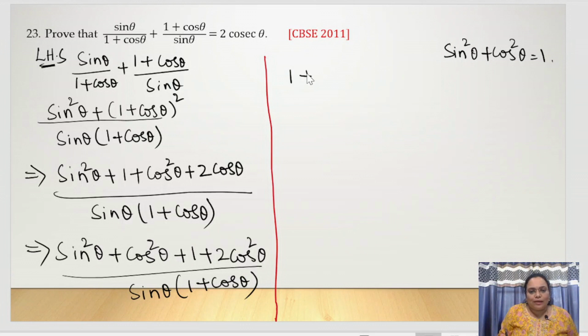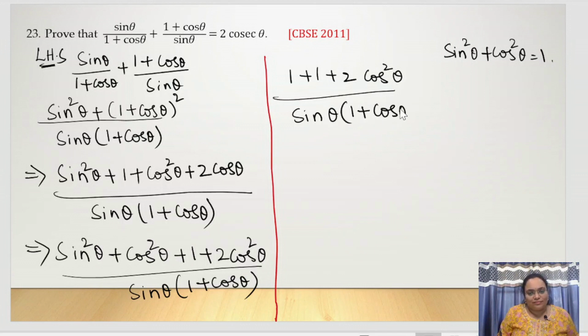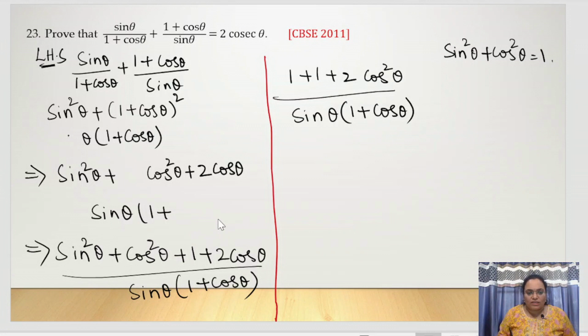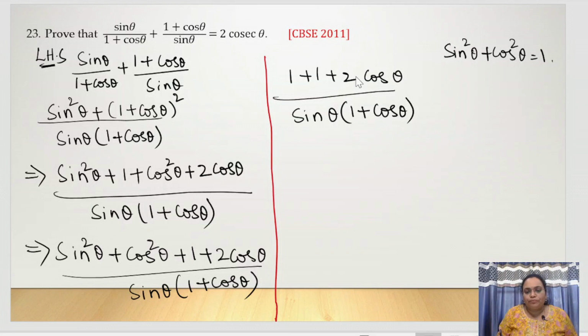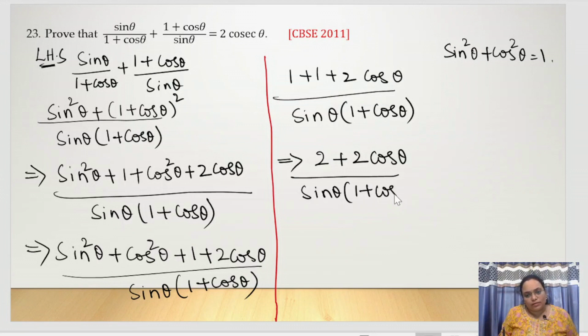So you will get 1 plus 1 plus 2 cos square theta divided by sine theta into 1 plus cos theta. Actually, see here, this is 2 cos theta. Okay, this is also 2 cos theta. So which is 2 plus 2 cos theta divided by sine theta into 1 plus cos theta.